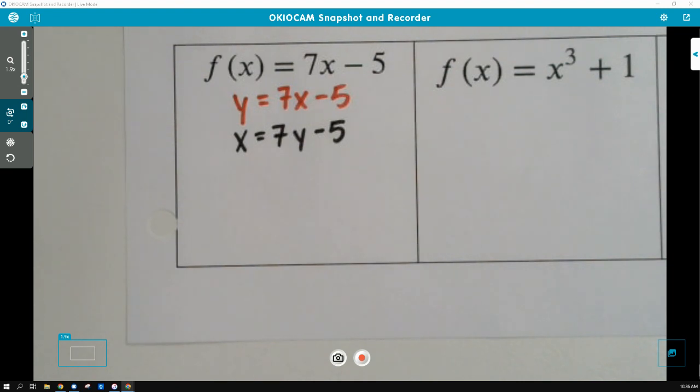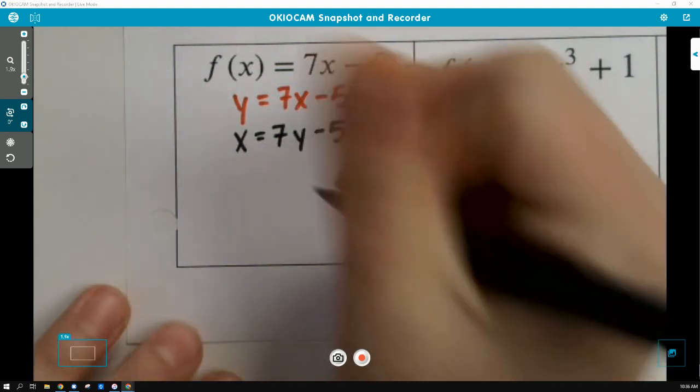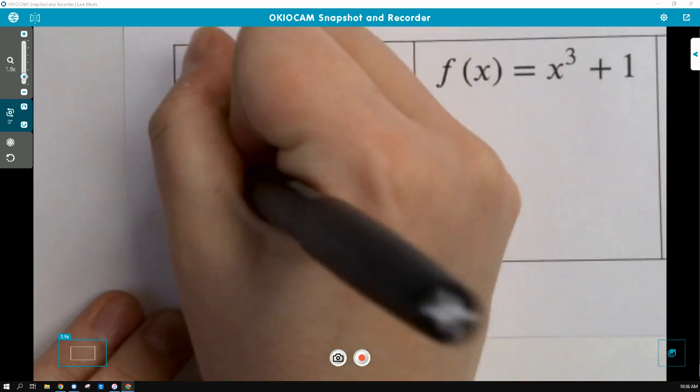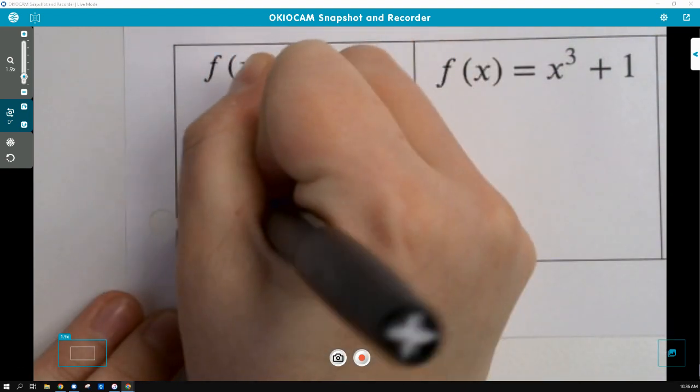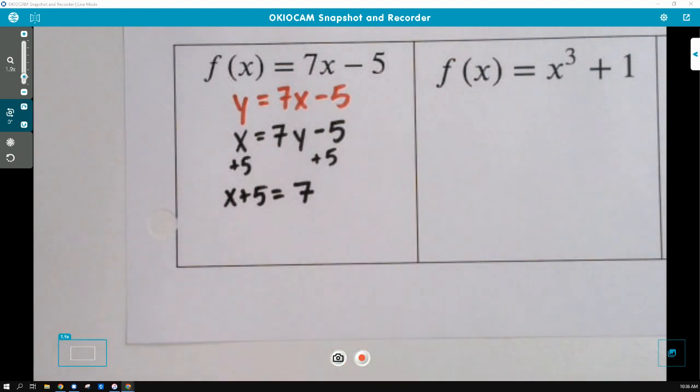Okay, then we solve for y. So this is step 3, is to solve for y. So we're going to add 5 to both sides. We'll have x plus 5 equals 7y.